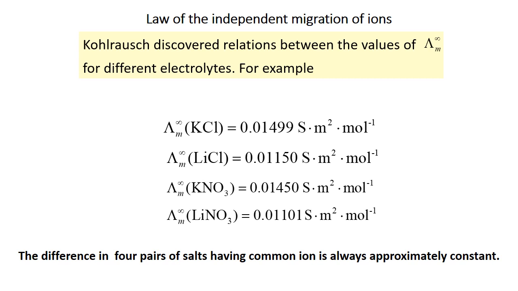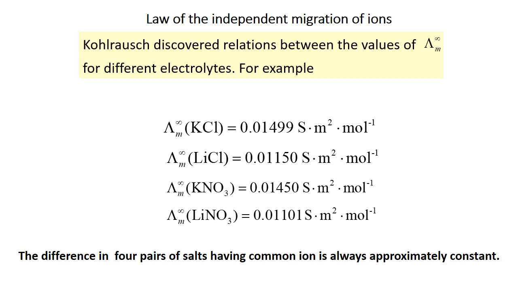So the question is that it is easy to find the molar conductivity of a strong electrolyte, but the problem is with a weak electrolyte. Then by what method can we find the molar conductivity of a weak electrolyte?